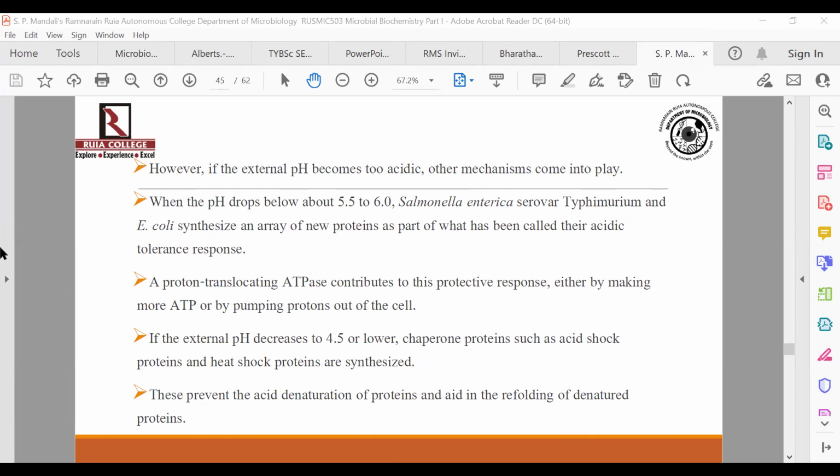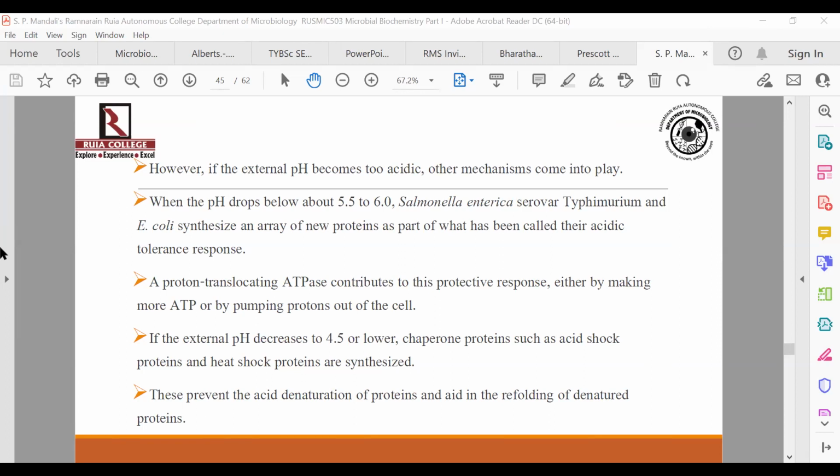Now which proteins will be part of this acid tolerance response? One could be a proton translocating ATPase, wherein they pump the protons out of the cell so that they don't accumulate inside the cell. These ATPases, which are membrane proteins, will see to it that all excess protons are removed out of the cell. And in this process, they can even make energy in the form of ATP.